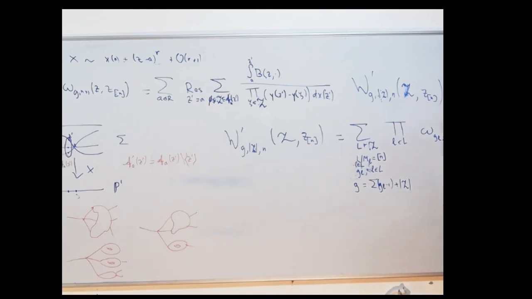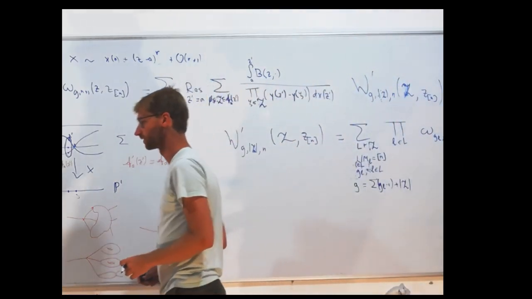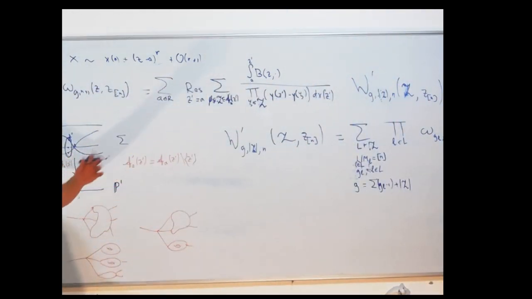But please think about these pictures. You should see the formula at least once, but think about the pictures. What you have to do is draw some kind of thing like this, then decide how many components you want, distribute both the inputs and the outputs, and distribute the genera such that the entire picture has the right genus. That is what this horrendous sum actually does.